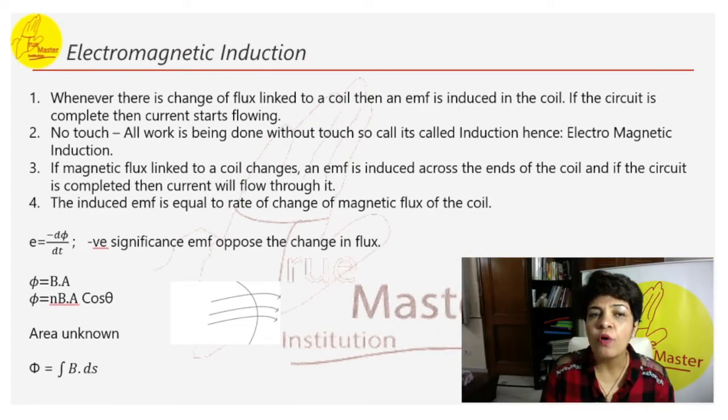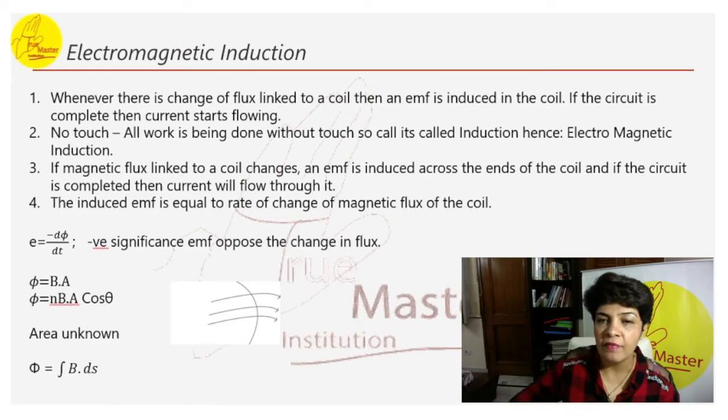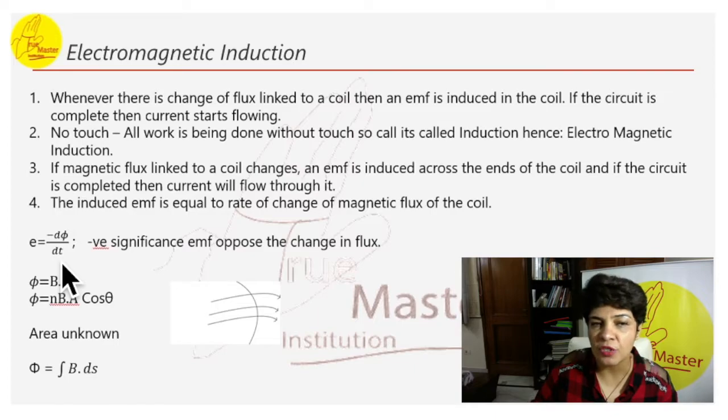Electro means flow of electrons, wherein current is produced with the help of a magnet, and the term magnetic induction means without touching. So putting it together, we call it electromagnetic induction: current produced by a magnet without touching. The induced EMF is equal to the rate of change of magnetic flux of the coil.